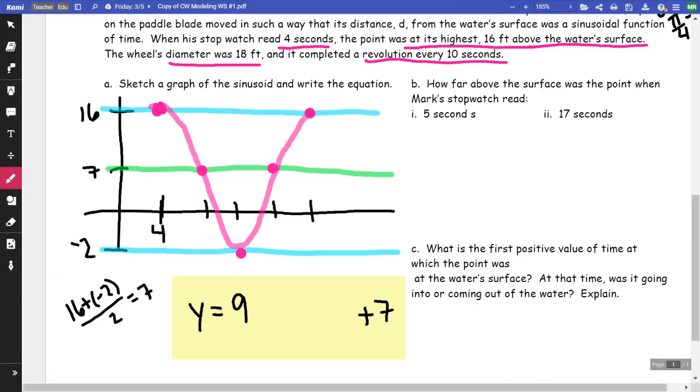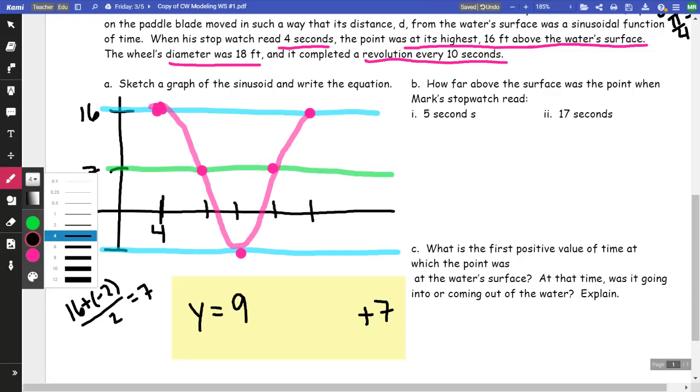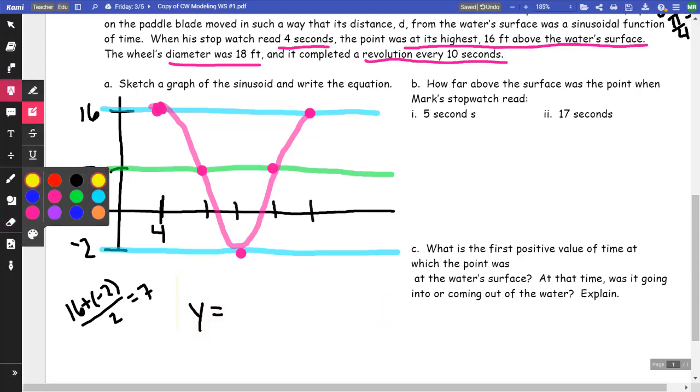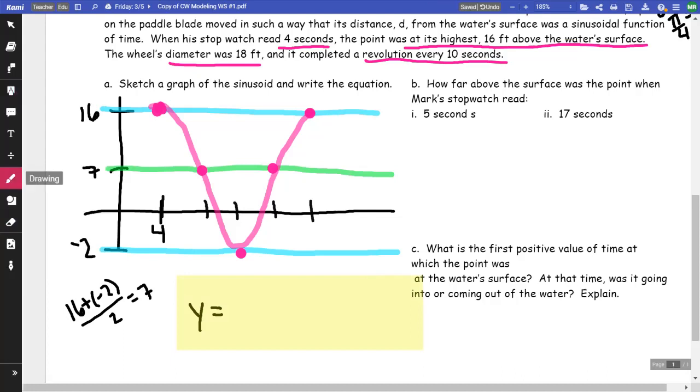Okay, so I am going to do this as a cosine because I have high to high. So let me get my cosine written in here. Okay, so I know it's going to be cosine. And I might need to move my 7 here, or at least maybe my 9. So I know I'm going to have 9 cosine, okay? And again, I'm going to have a plus 7 at the end.